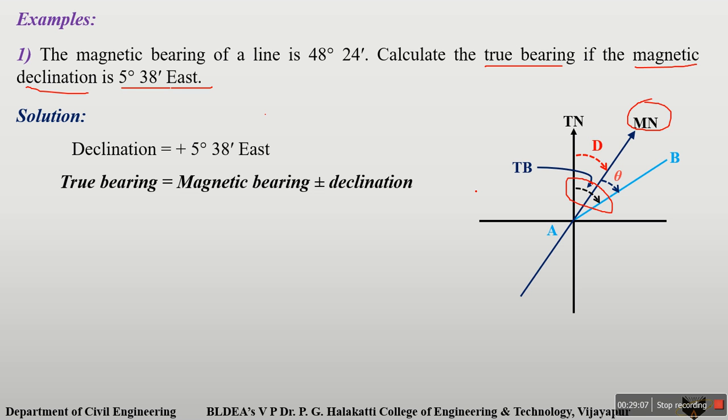So here the magnetic bearing value is 48 degree 24 minutes. Our declination is towards the east side. If the declination is towards the east side, you have to use the plus sign convention. So you can write 48 degree 24 minutes plus 5 degree 38 minutes. Add them, you will get 54 degree 2 minutes. This is our true bearing of line AB.